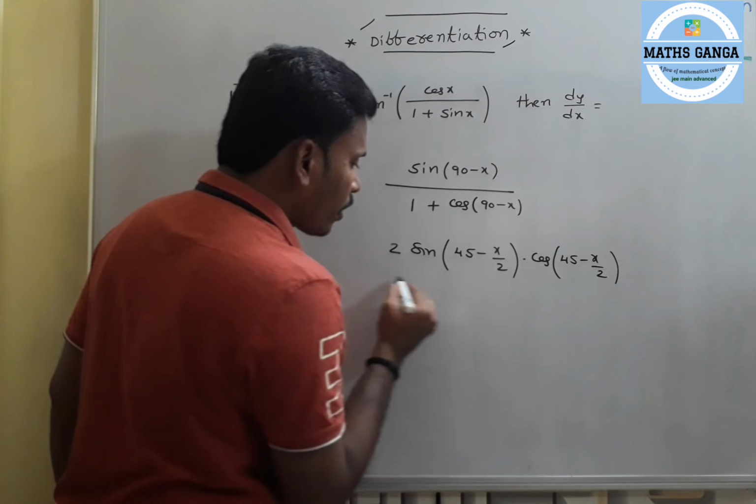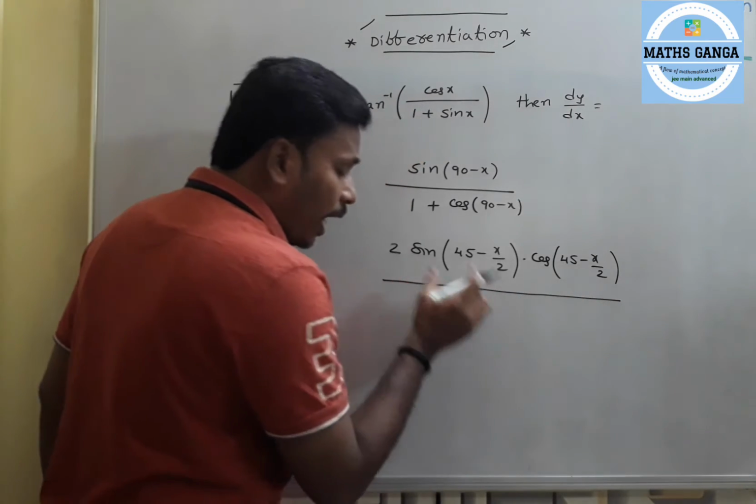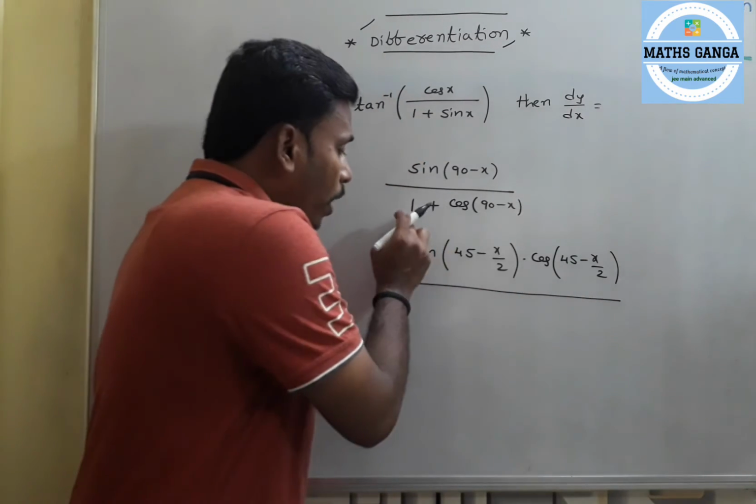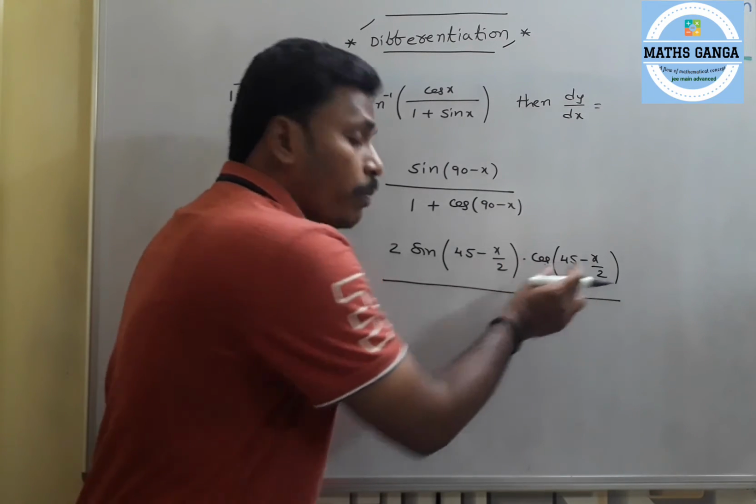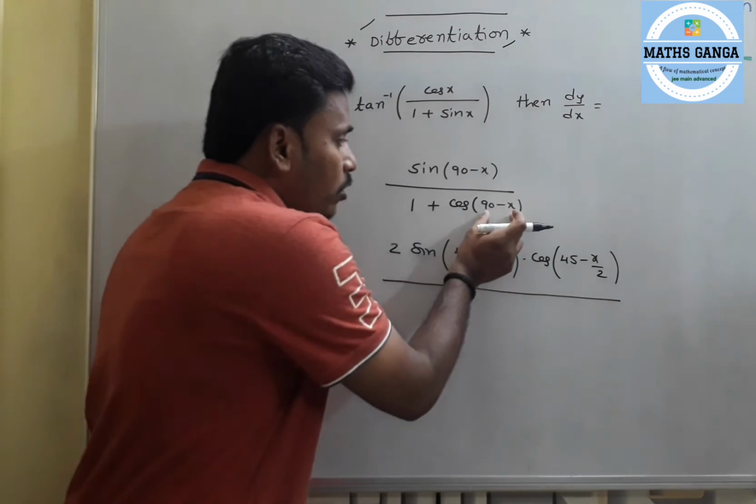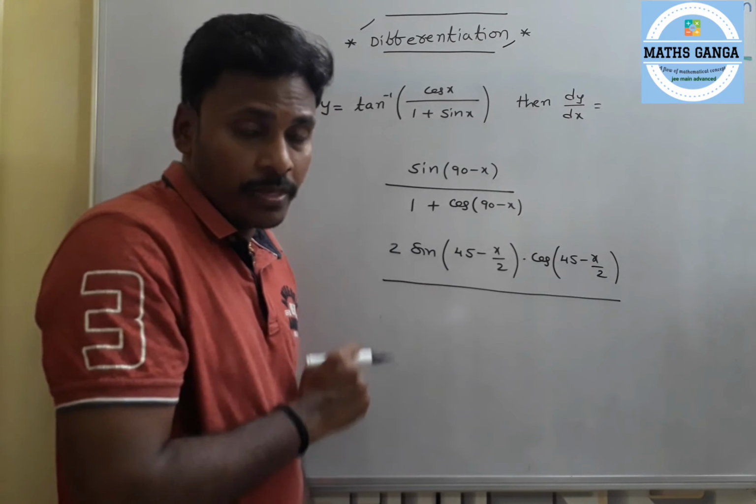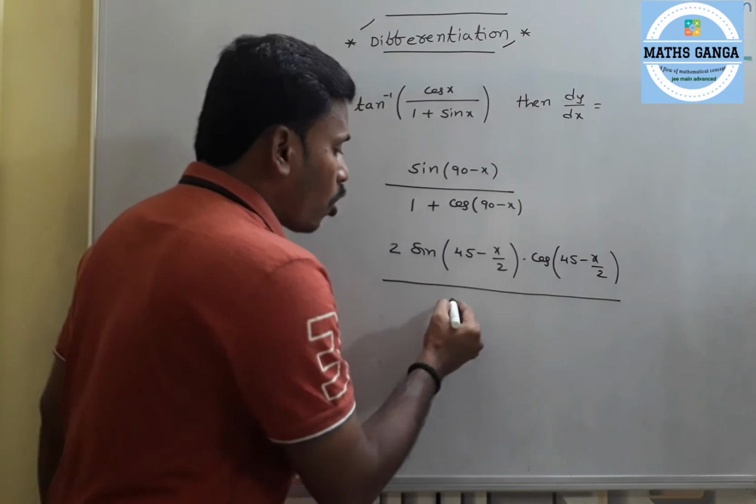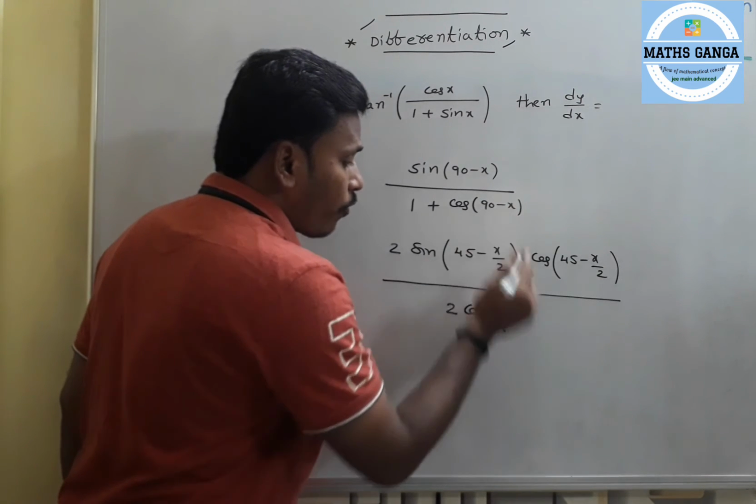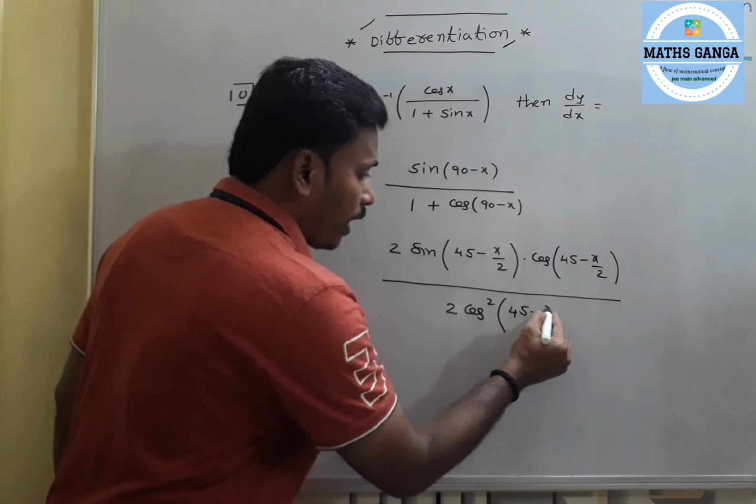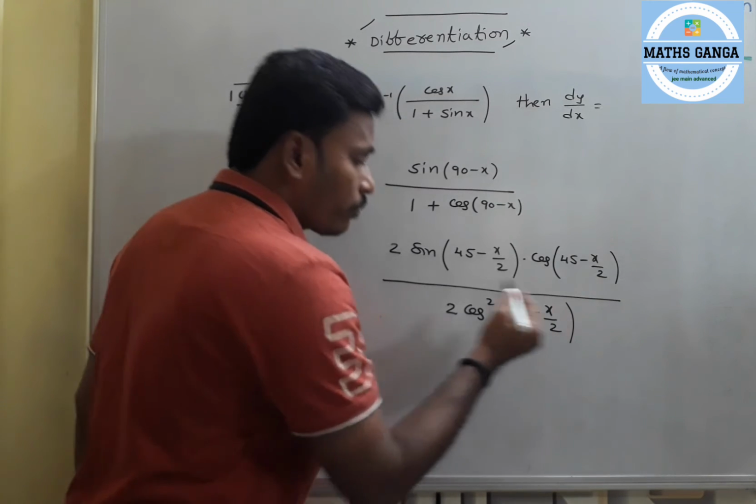divided by, now in the denominator, 1 plus cos 2 theta. Since we are treating this 45 minus x by 2 as theta, this cos of 90 minus x is cos 2 theta. 1 plus cos 2 theta is 2 cos square theta. So 2 cos square of, again half of this, which is 45 minus x by 2.